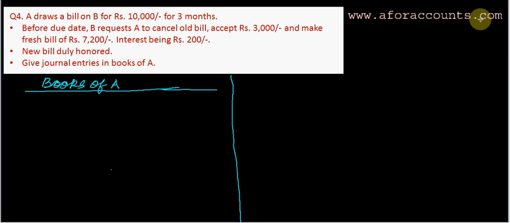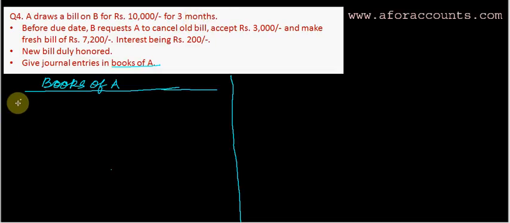Question number 4. A draws a bill on B for rupees 10,000 for 3 months. Just see the last portion of this question. Give journal entries in books of A. So just plot books of A so that we can start. Now A draws a bill on B for rupees 10,000 for 3 months.